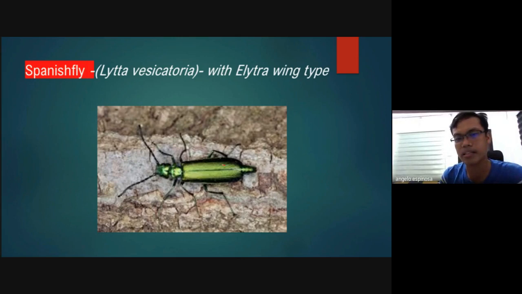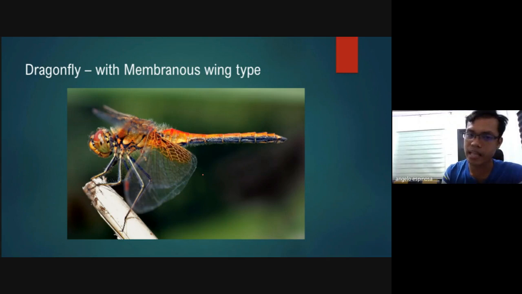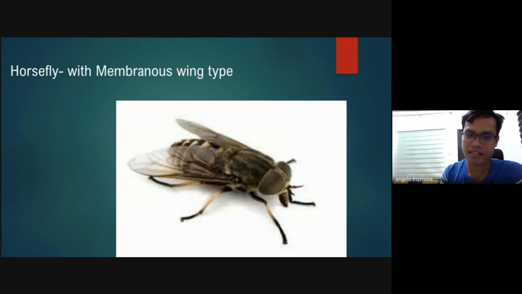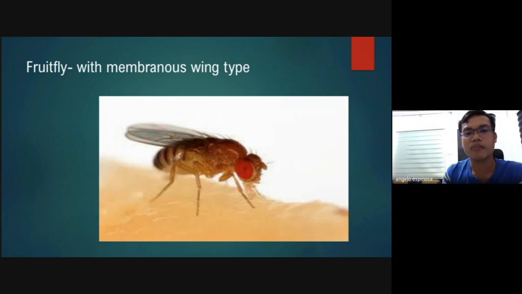And we have dragonfly with membranous wing type. Ayan, it's not a beetle, okay? And then we have horsefly, ito, with membranous wing type also, or yung langaw sa bahay. And we have fruit fly with membranous wing type also. Yan, sa mangga, meron yan, sa coconut, we have fruit fly. Okay, not just dyan din, pati din sa mga citrus type.